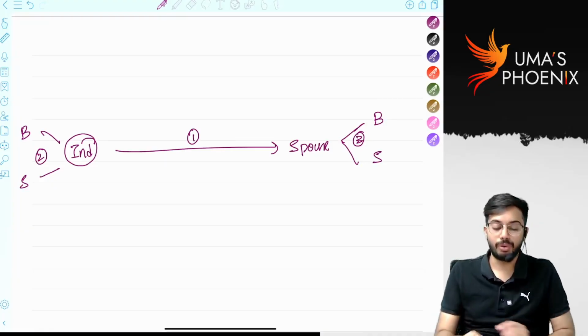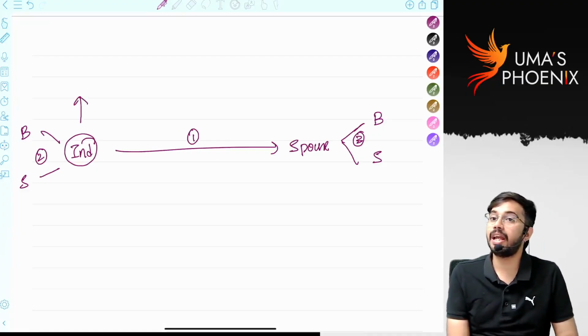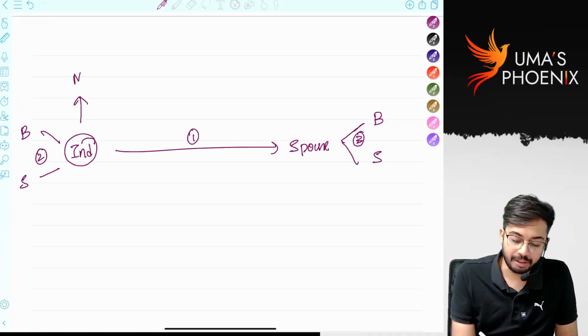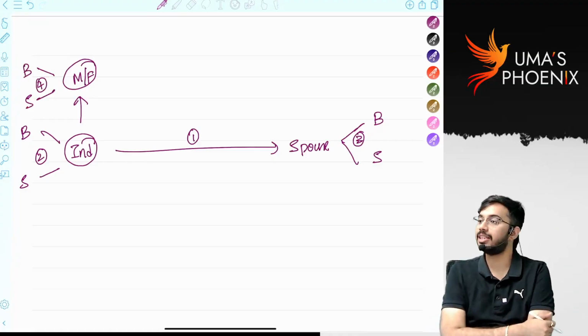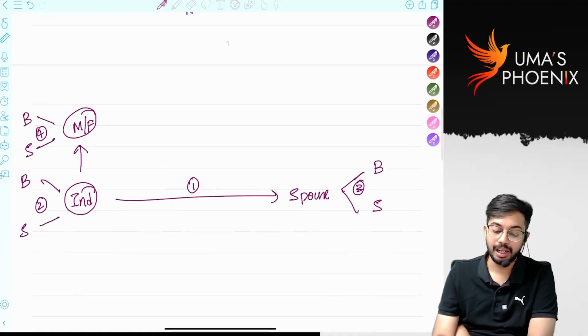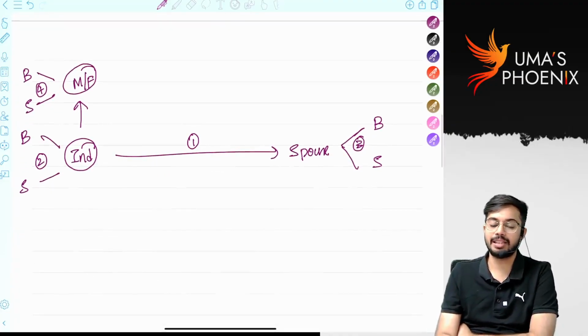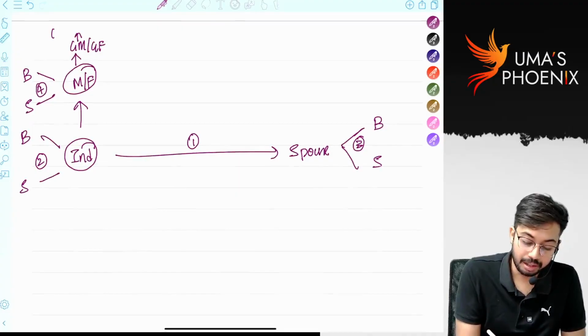Next, fourth, brother and sister of parents of the individual. Individual will have mother or father, right? So mother's brother, mother's sister, father's brother, father's sister. They are also considered as relative under fourth point. Under fifth point, lineal ascendant. Lineal ascendant means what? Three generations upwards. Mother, father, grandmother, grandfather, great grandmother, great grandfather.